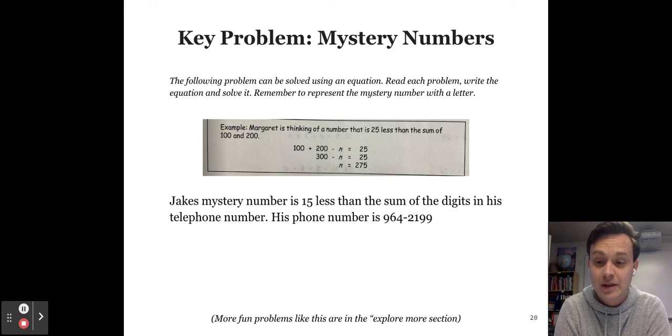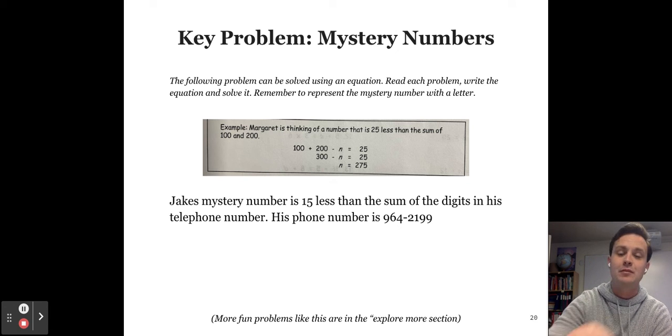Here is your mystery number. Jake's mystery number is 15 less than the sum of the digits in his telephone number. His phone number is 964-2199. What is Jake's mystery number?